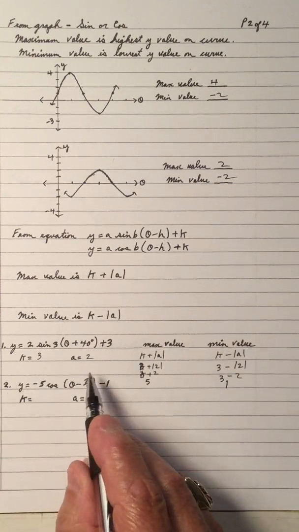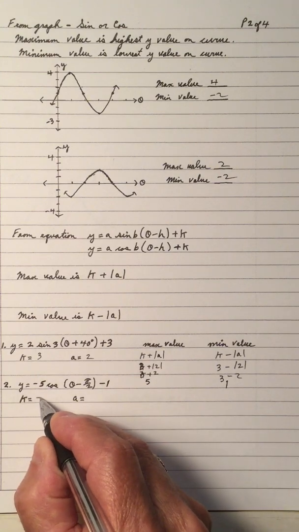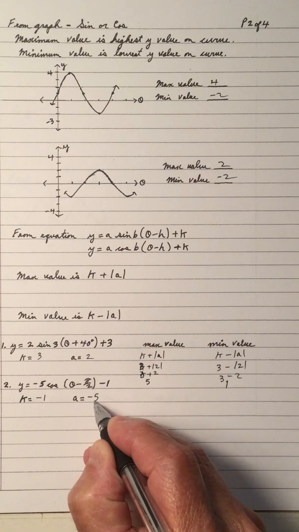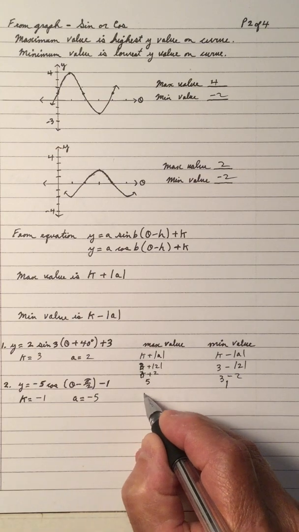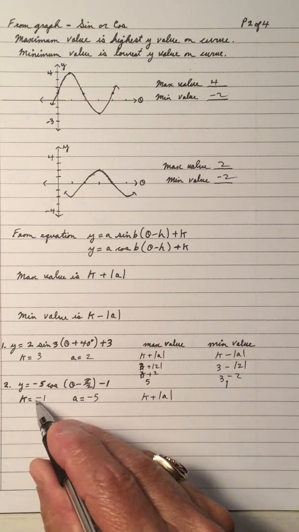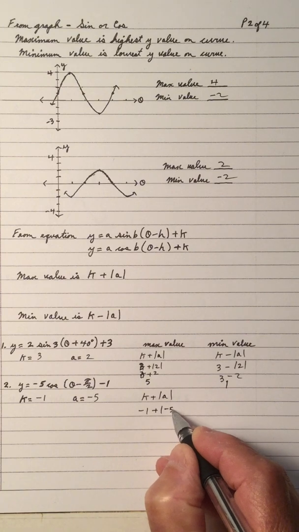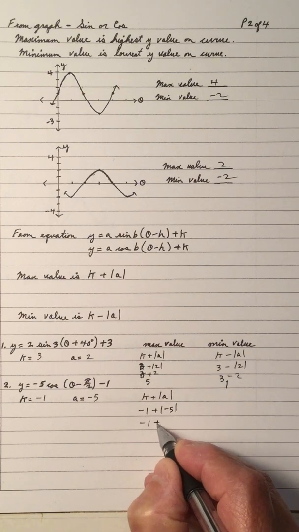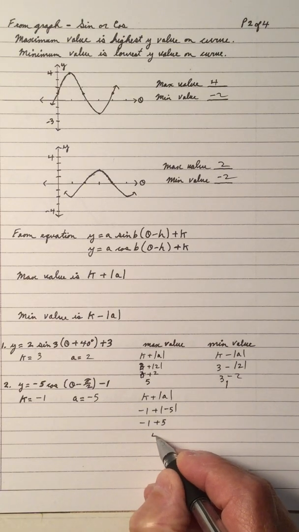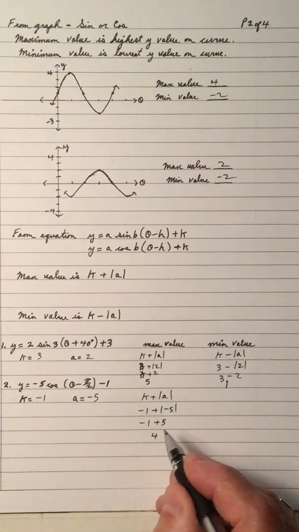And in this equation, it makes no difference if it's sine or cos. The k is the number on the end, which is -1. The a is the number at the beginning, which is -5. So the maximum value is k plus the absolute value of a. K is -1 plus the absolute value of -5. The absolute value of -5 is 5. So -1 plus 5, the maximum value in this curve, if you draw it, will be a 4.